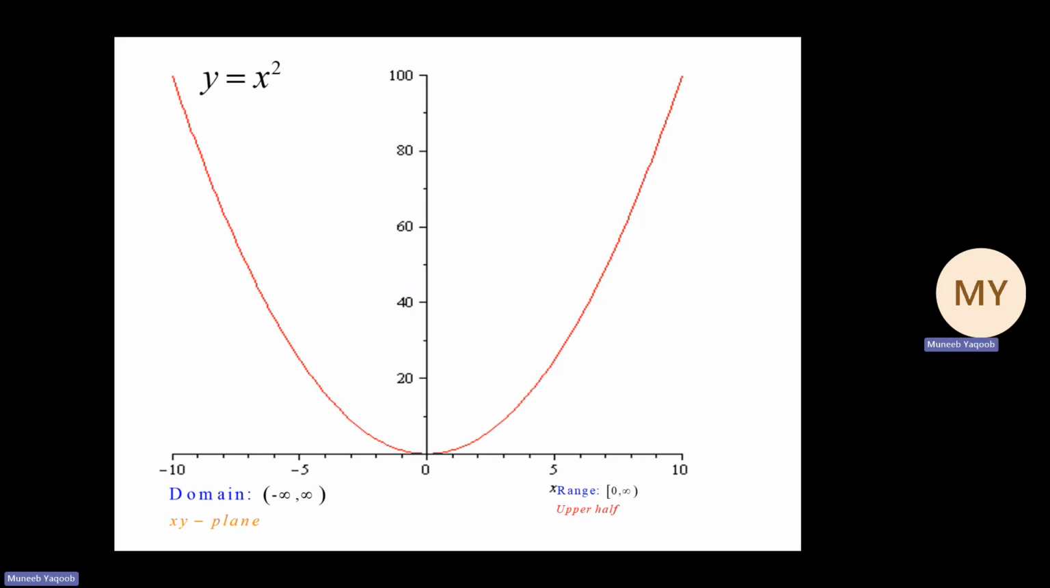Now, what about the equation of this graph? So many of you must be knowing that a parabola, which is a facing upwards parabola, has a general equation y equals x squared. So the equation of this graph is also y equals x squared.